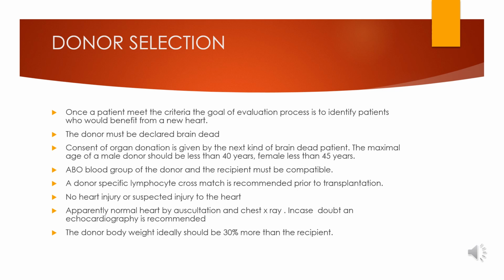Donor selection. Once a patient meets the criteria, the goal of the evaluation process is to identify patients who would benefit from a new heart. The donor must be declared brain dead. Consent of organ donation is given by the next of kin of the brain dead patient. The maximal age of a male donor should be less than 40 years and a female less than 45 years. ABO blood group of the donor and the recipient must be compatible.